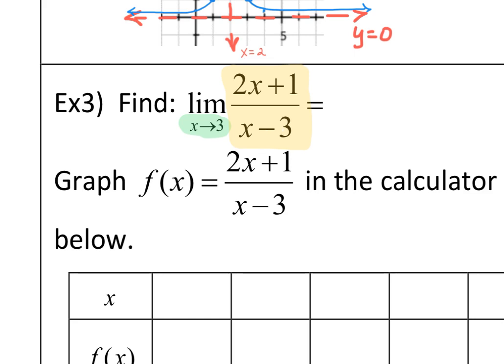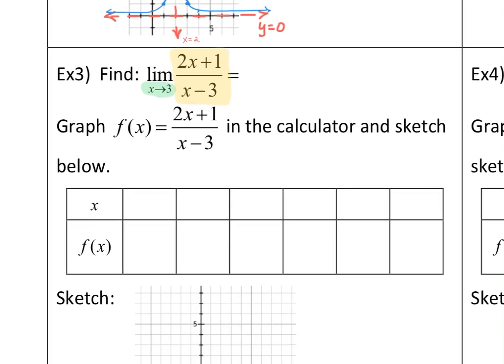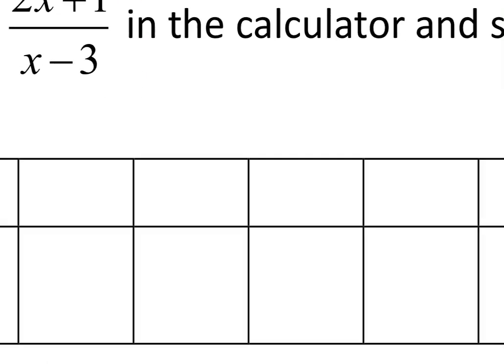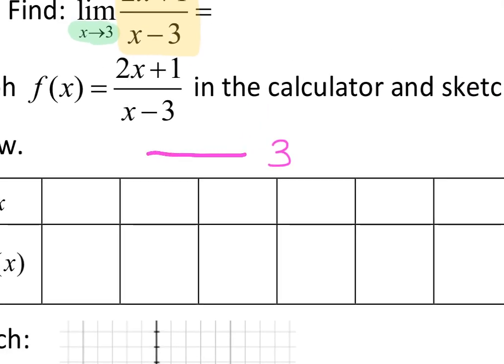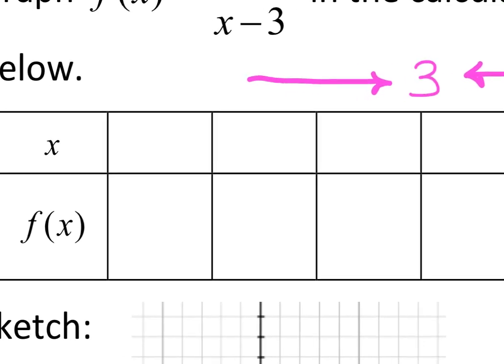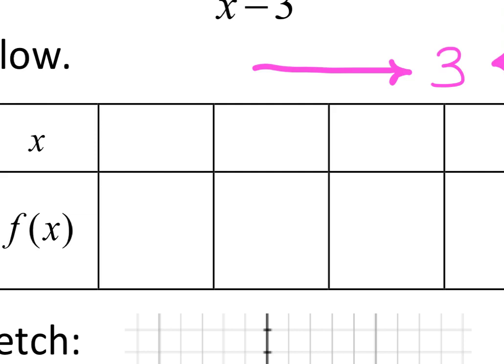Make sure that your table settings are changed to ask for the independent variable. And since we're looking at x approaching 3, we want to put that 3 in the middle of our table because we want to approach 3 from the left and from the right. The numbers you're going to use are the same as the numbers we used from lesson 1 when we're approaching a number from the left and the right.